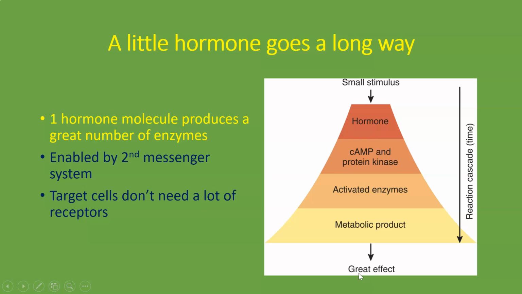And what that means is that the cell doesn't have to expend energy and resources in order to make a lot of receptors on the cell surface. So one hormone molecule produces a multitude of enzyme molecules. And this is called the reaction cascade. Signal amplification.